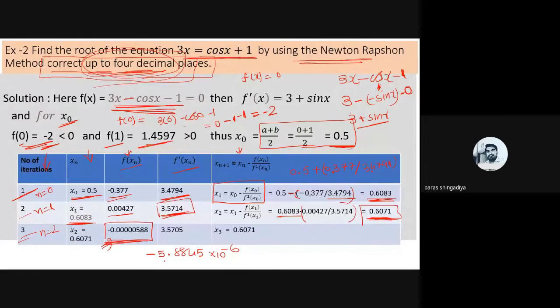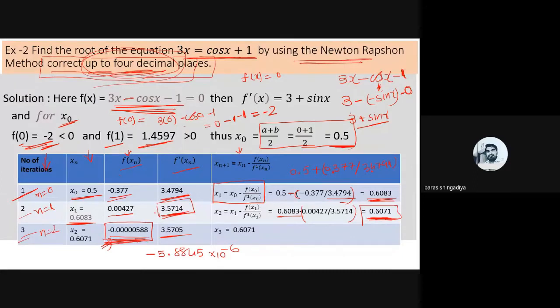You can also consider this form, minus 5.8845 times 10 raised to minus 6. But when we use this as a function output in the formula, it takes time to solve. In place of that, you can feed this value directly in the calculator, minus 0.0000588. This is important for us. So this is the function output, and now check its derivative output, 3 plus sin x.